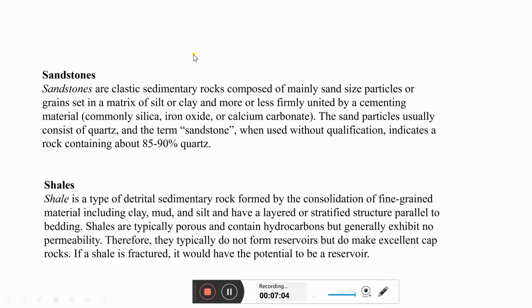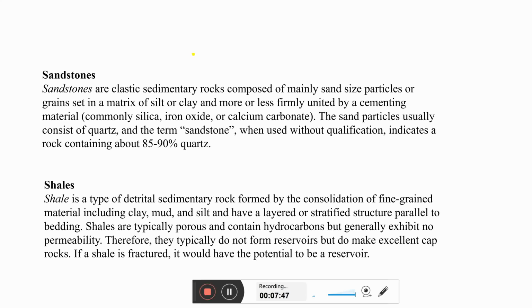Now we will see how these rocks are important for petroleum. So these are very important slides. Sandstones are clastic sedimentary rocks composed mainly of sand-sized particles or grains set in a matrix of silt or clay and more or less firmly united by a cementing material. The sand particles usually consist of quartz, and the term sandstone, when used without qualification, indicates a rock containing about 85 to 90% quartz. If it is a pure sandstone, you can say more than 80% is quartz.